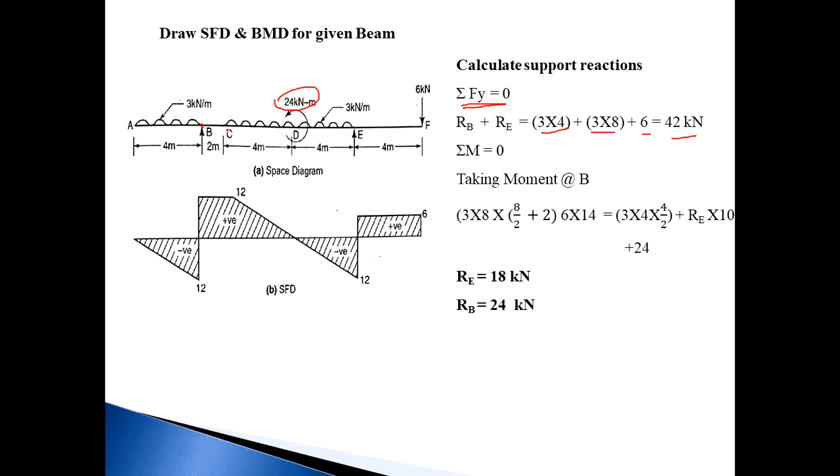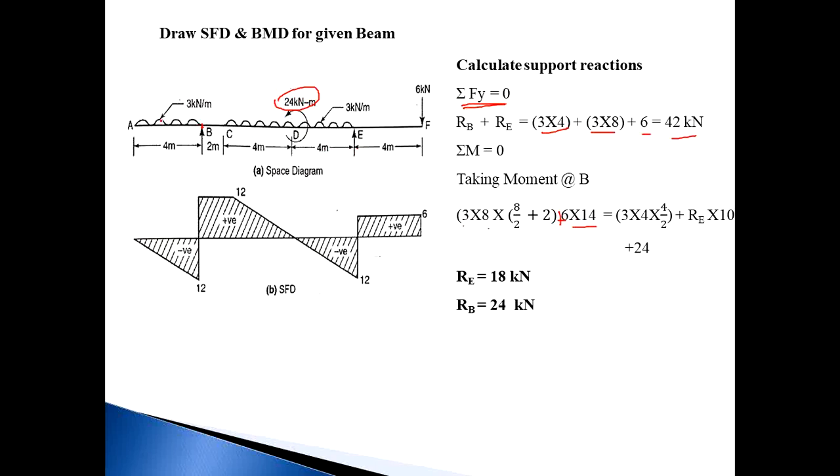First, the moment for the UDL: intensity of the UDL is 3 into length of UDL, which is 8, and it acts at half of the CE length, that is 8 by 2. But we are taking moment about point B, so we need to add the BC distance. That's why 8 by 2 plus 2. Then next, the 6 kilonewton moment is clockwise, plus 6 into the distance from B to F, that is 4 plus 2, that is 14. This is the clockwise moment.